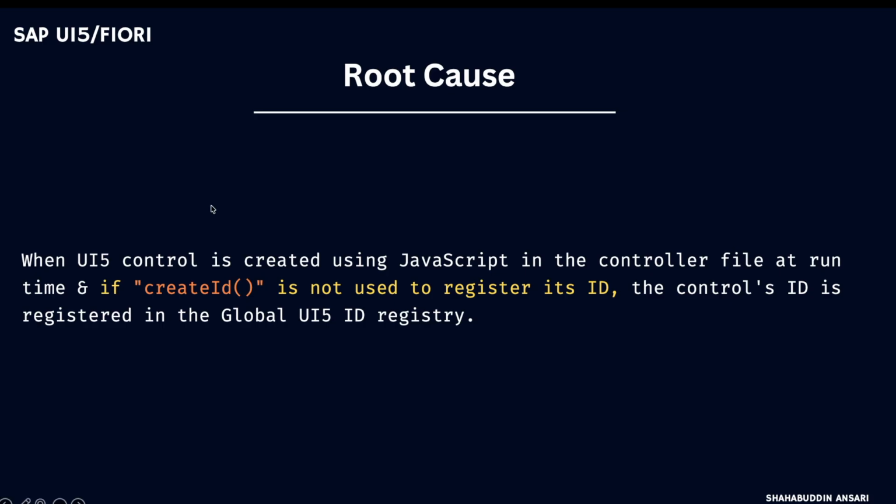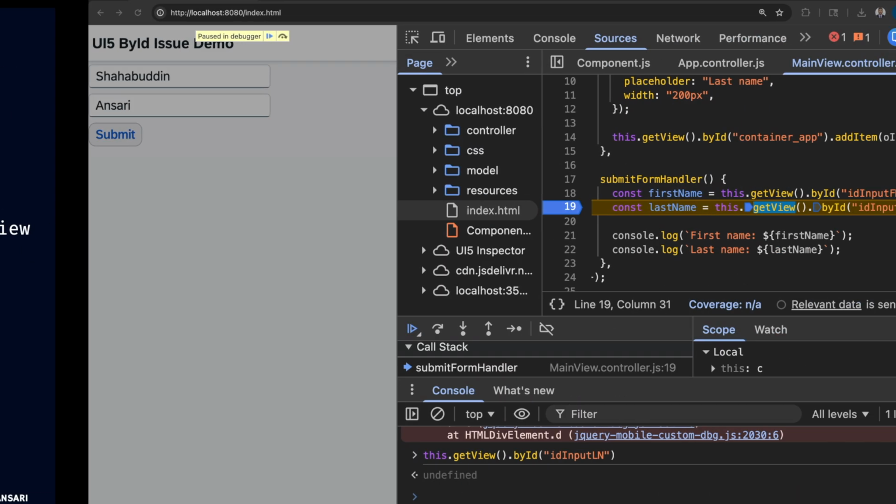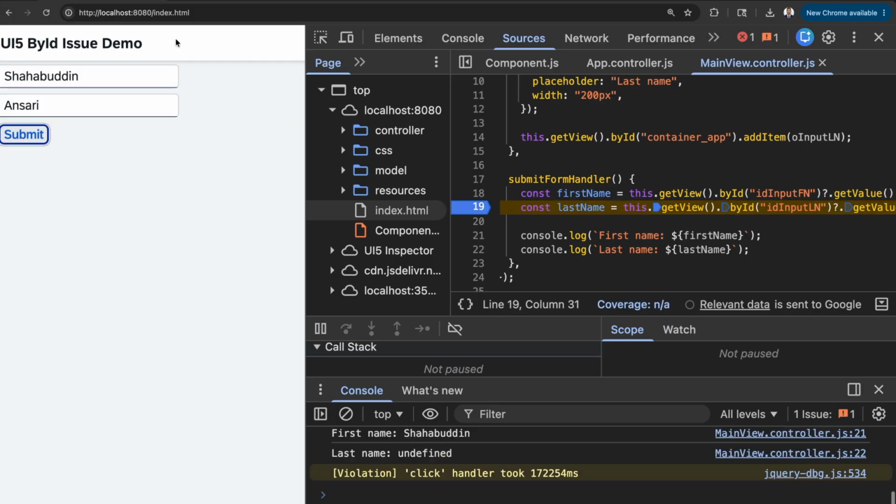So how to fix this issue? One way is obvious, use createId. Another way is to create your control in the view file only, don't create it in the JS file. But many times that may not be possible, so we have to create the control in the controller file. The third way, which I will explain, is sap.ui.getCore and then byId. Let me show in the code how this will work.